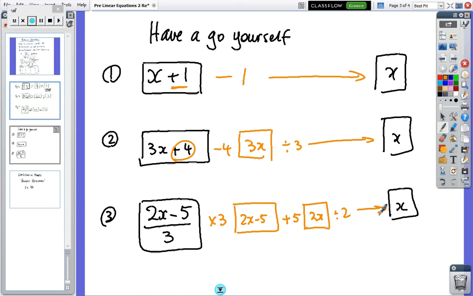And I've deconstructed it. Once you understand how to deconstruct it, then you'll be able to solve equations quite easily.